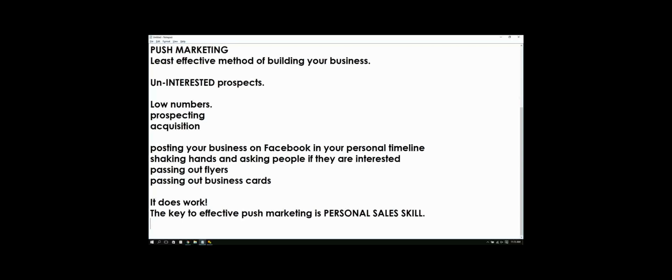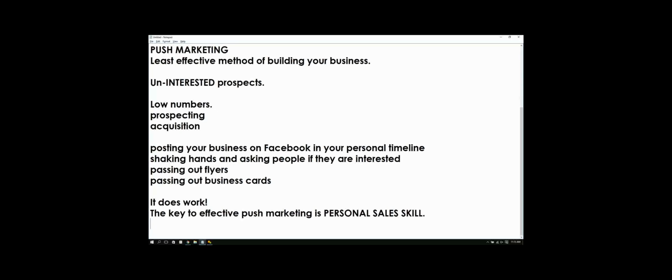If the answer to that is no, then I will tell you what your experience has been thus far using push marketing. It has been less than stellar. It has been less than you desired. It has been less than you wanted. And that is because the higher your personal sales skill, the higher your closing ratio.